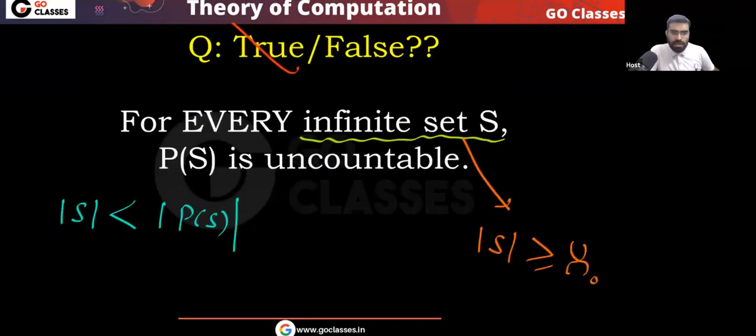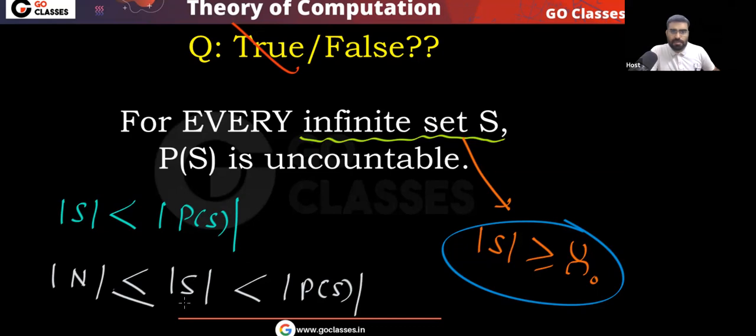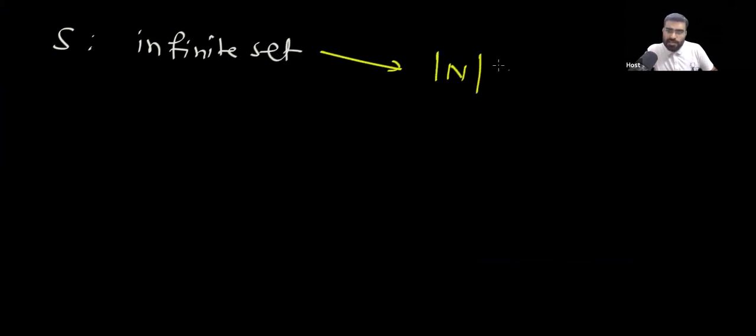Now you tell me. Finally I can say that the cardinality of N is less than or equal to the cardinality of S, and that is strictly less than the cardinality of P(S). What does that mean? S is infinite; this is given to you. From here, this means that the cardinality of N is less than or equal to the cardinality of S. Now finally, this is the equation we have. By Cantor's theorem, what does Cantor's theorem say?